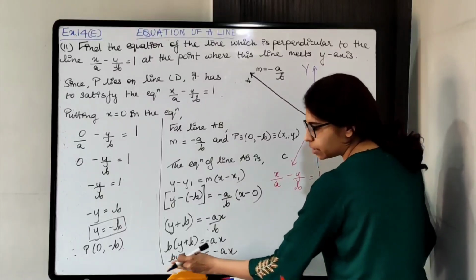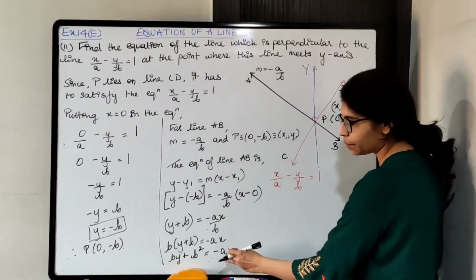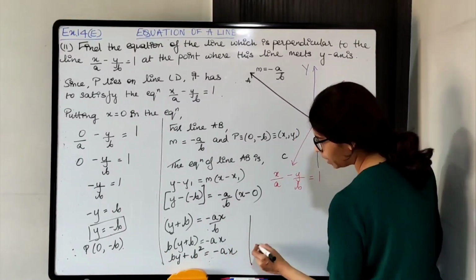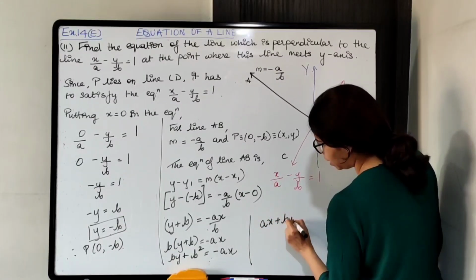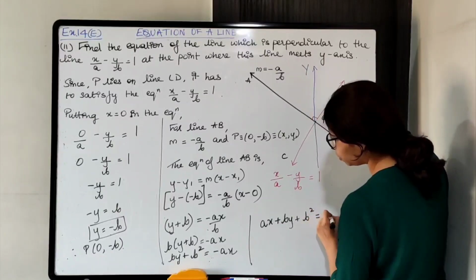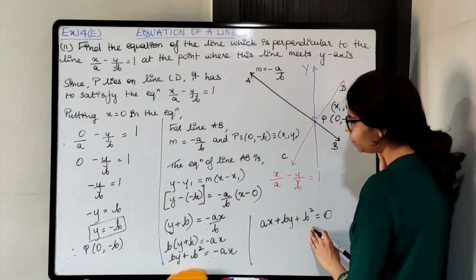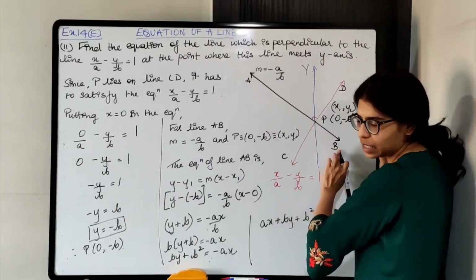I'll shift x wala term over here because it is negative. Okay, so it will become ax plus by plus b square equal to 0. This will be the equation of the line AB.